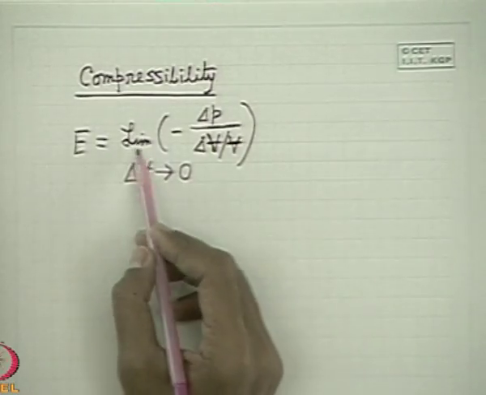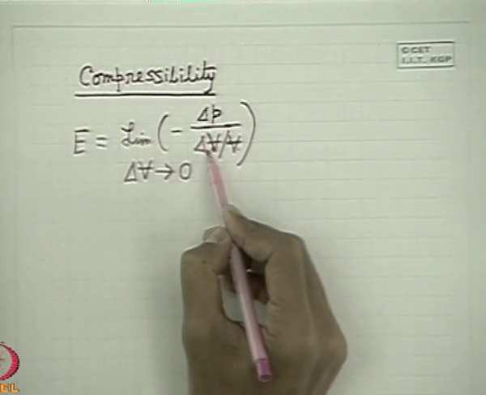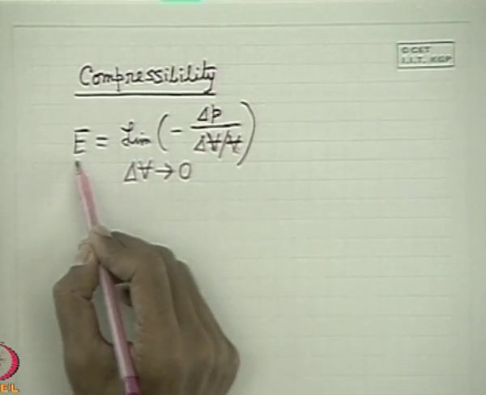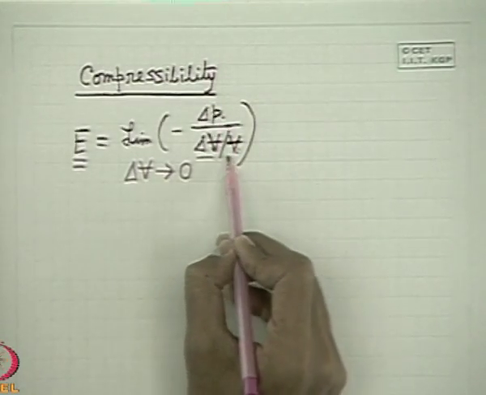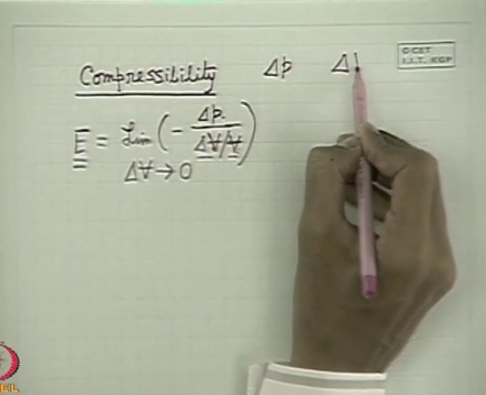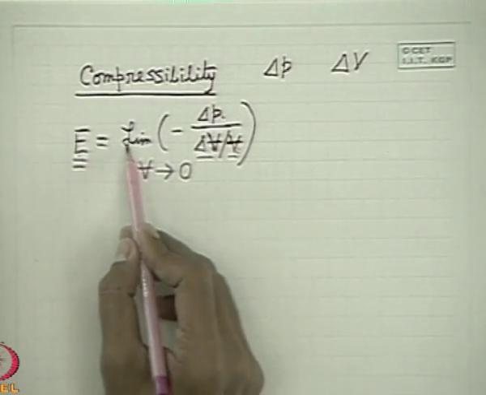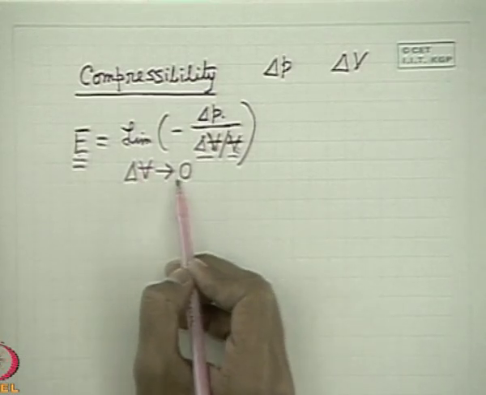That means, this is the limiting value of minus delta P by delta V by V, where delta P is the change of pressure and delta V is the change in volume with an original volume V. That means, we can define that the coefficient of elasticity is the ratio of the change in pressure to the change in volume per unit volume. It is a point variable, that is why it is defined in terms of the limit delta V tends to 0. That means, even if the substance contracts to a point, this definition is valid.